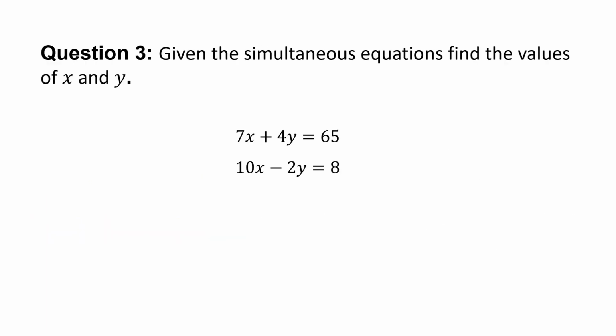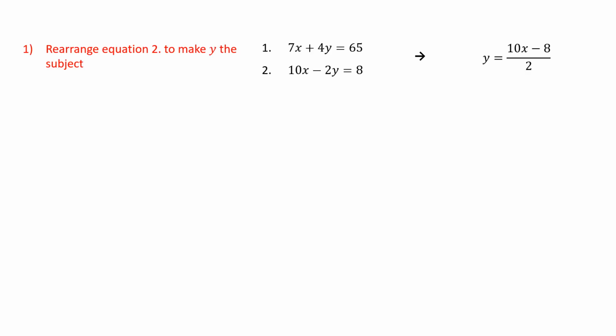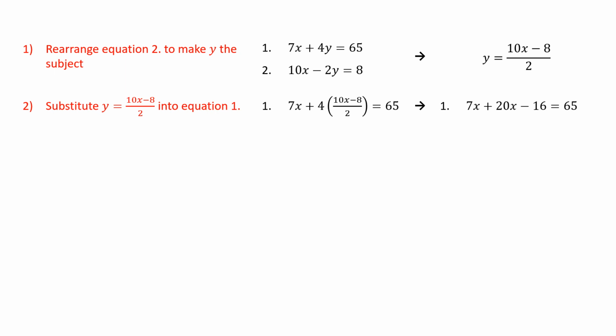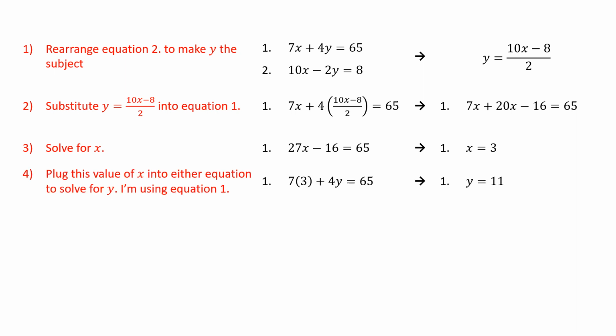So I'll let you read through question 3, pause the video and come back when you're ready to hear the solution. So I'll run through this one a bit quicker. I've taken equation 2 and rewritten it in terms of y, which gives me (10x - 8)/2. I'm going to plug this into equation 1, simplify it and solve, which gives me x equals 3. And then when I put this value into equation 1, I get that y equals 11. So our solutions here are x equals 3, y equals 11.